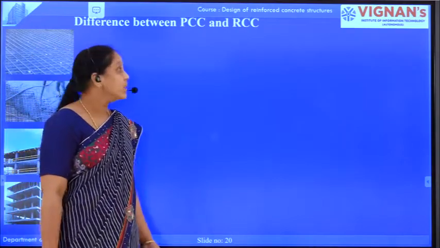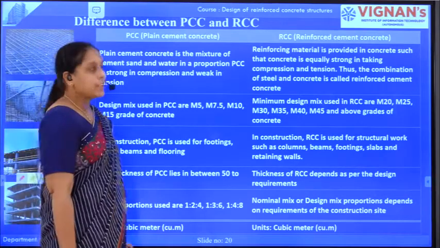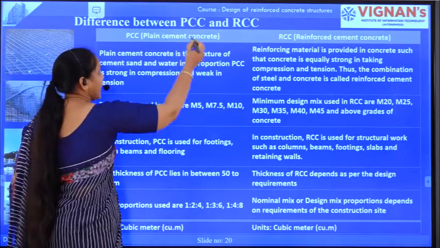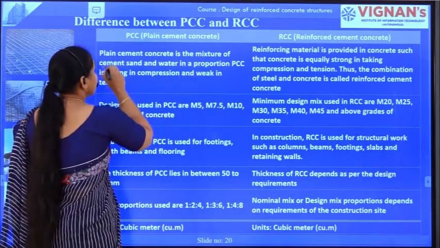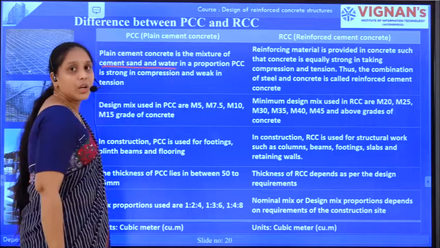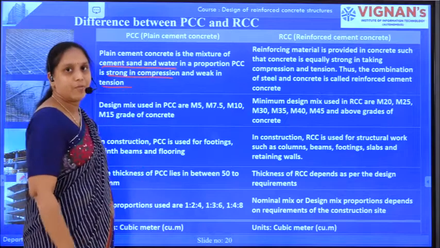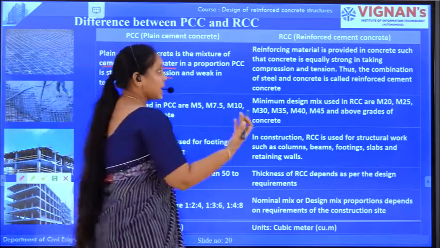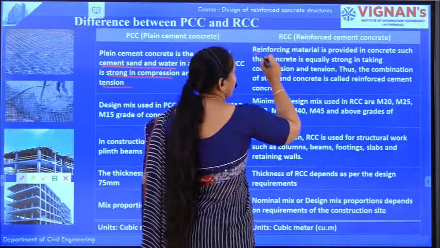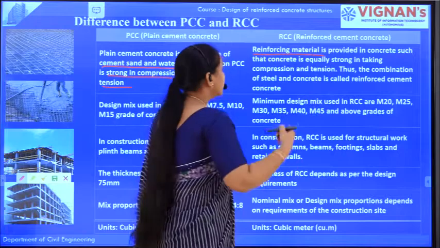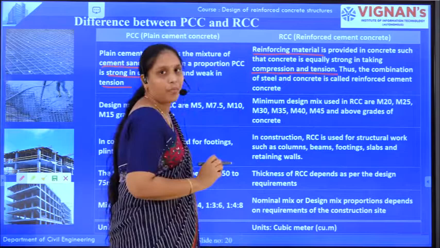Now, let us see the difference between PCC and RCC. Plain cement concrete is the concrete in which you have cement, sand and water, which is strong in compression and weak in tension, which we have discussed till now. But RCC is reinforced with some reinforcing material, so that it is strong in compression as well as tension.